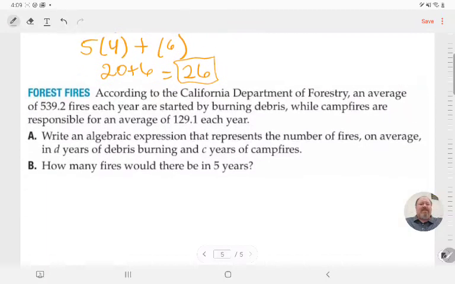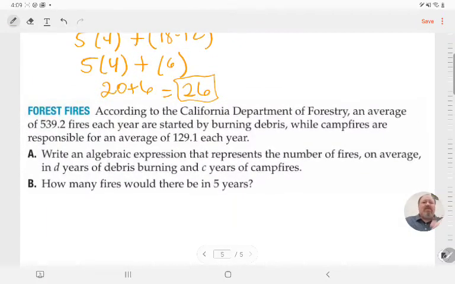And then the last example that you had was to do this word problem. It says, according to the California Department of Forestry, on average, 539.2 fires each year are started by burning debris, while campfires are responsible for an average of 129.1 each year. So we're to write an algebraic expression that represents the number of fires on average in D years of debris burning and C years of campfires.